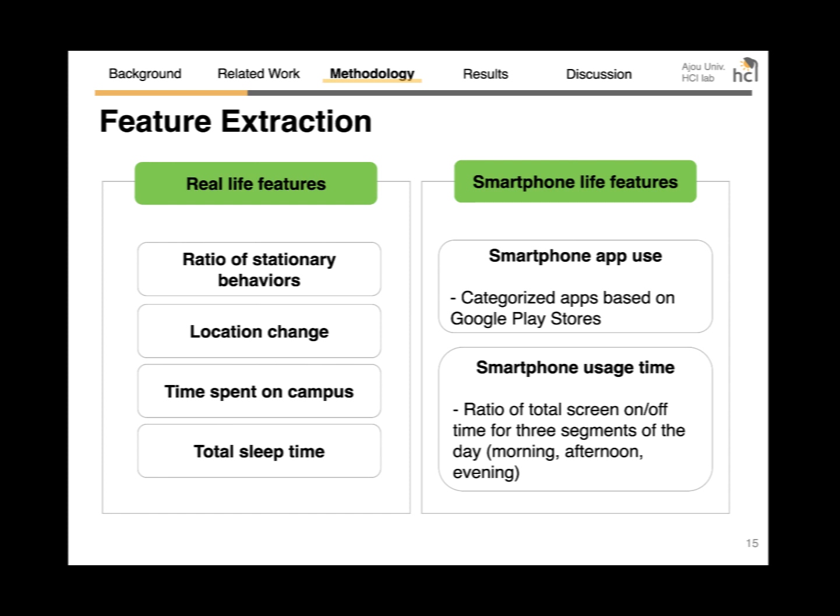The features we derived were divided into real life and smartphone life. Real life features include the ones that literally represent real life, such as movement, location, and sleep. Smartphone life features include app usage and daily smartphone usage time that can represent life in a smartphone.